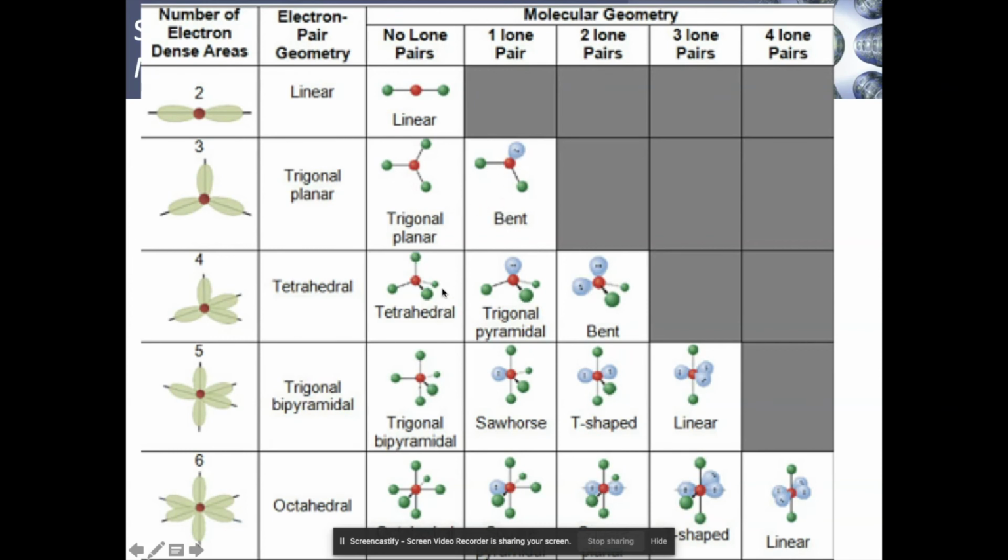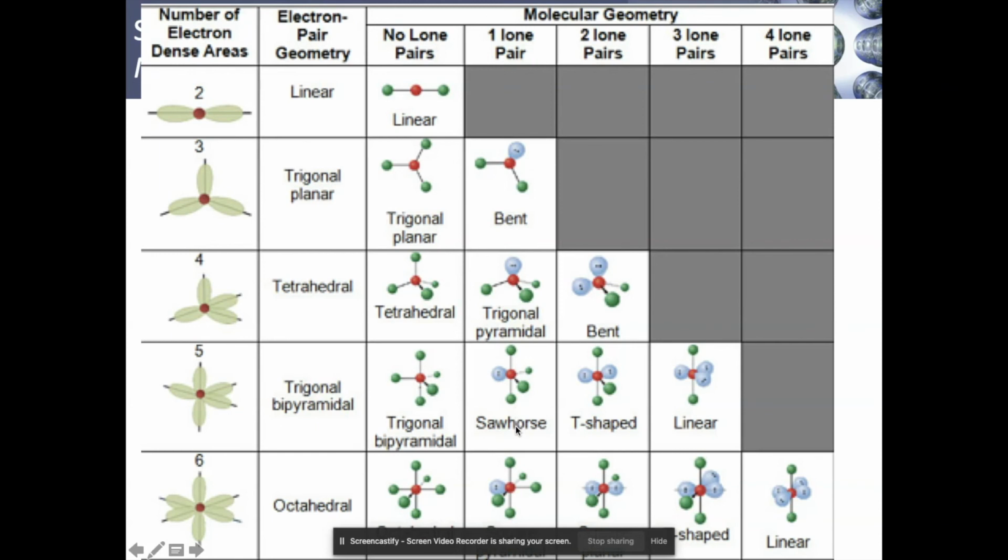Then we have 4 outer atoms, that's tetrahedral. 3 outer atoms and a lone pair of electrons on the center, trigonal pyramidal. Bent again if we have 2 and 2. We have 5, we get a trigonal bipyramidal. If we have 4 in a lone pair, that's called a seesaw or a sawhorse.